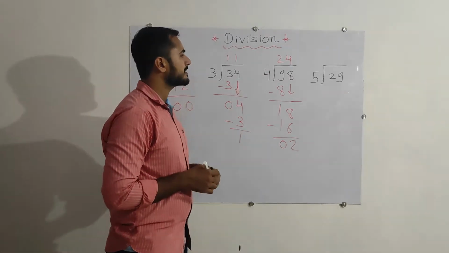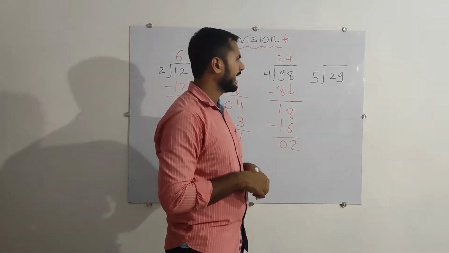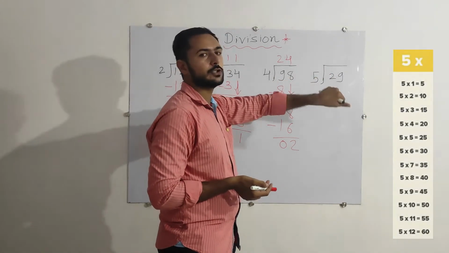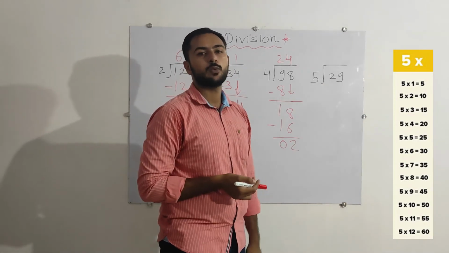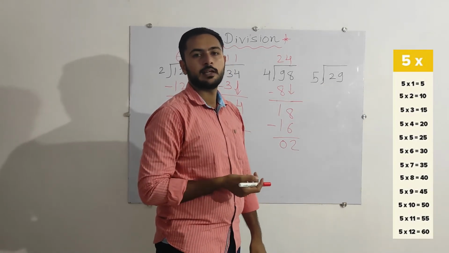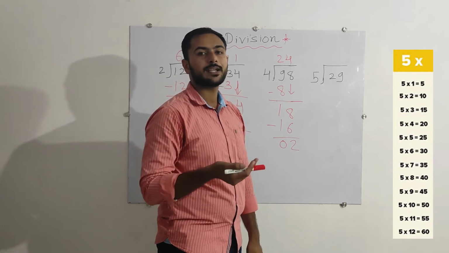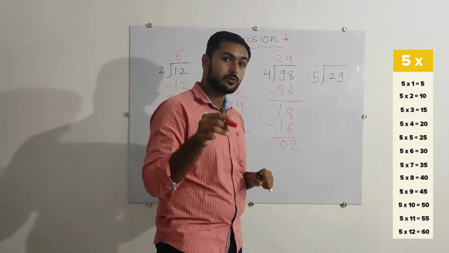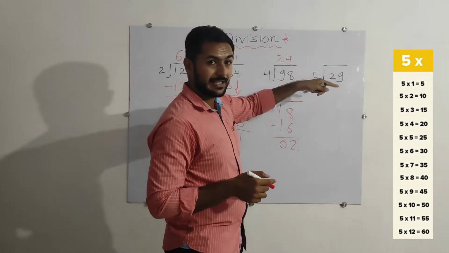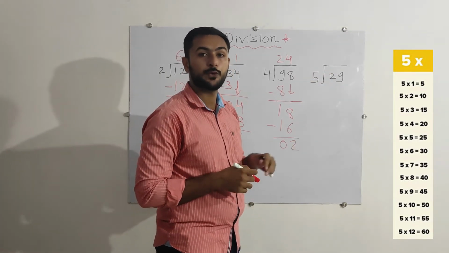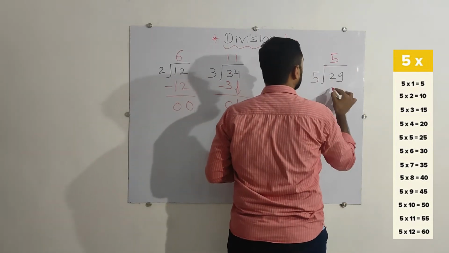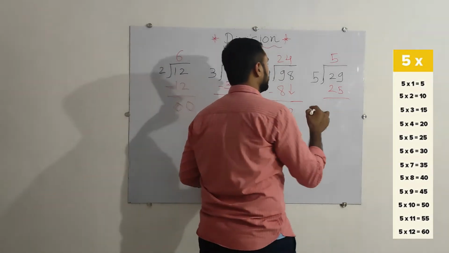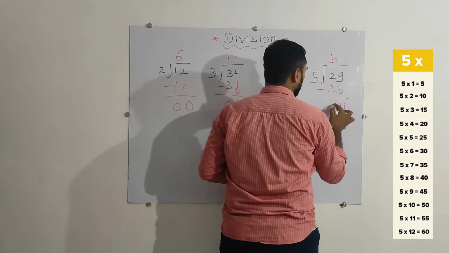Okay. Now for the next number, that is 29 divided by 5. Again, the 2 cannot be in the table of 5 because 5 is bigger than 2, so we will select both the numbers. 5 ones are 5, 5 twos are 10, 5 threes are 15, 5 fours are 20, 5 fives are 25, and 5 sixes are 30. But 30 is bigger than 29, so it will not work. We have to select the number preceding 30, that's 25. So 5 fives are 25. Now simply what will we do? Subtraction. 9 minus 5 is 4 and 2 minus 2 is 0.